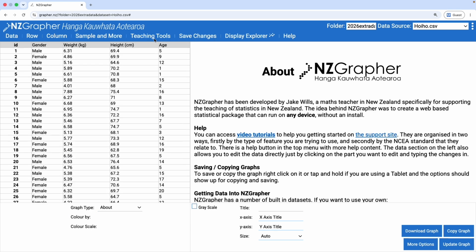Right. So we're now going to have a bit of a whirlwind tour through the different graph types that are available on NZGrapher. Some of them will spend slightly longer on than others, but I also want to make sure that we have lunch at a reasonable time today as well.